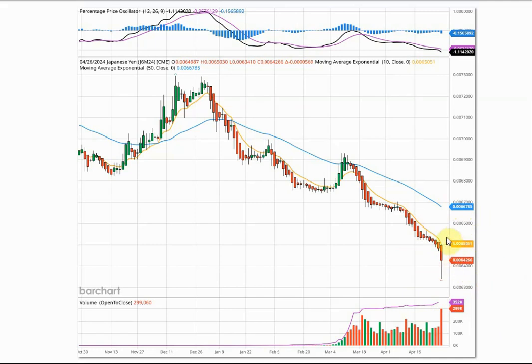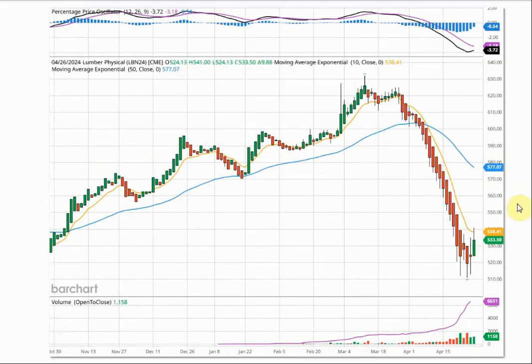I'm not going to say for sure that it will collapse on Monday, but we could be in the early stages of some very interesting times with this Japanese yen. Okay, keep that in mind. Put this one on your watch list. Definitely. Next, we've got lumber.